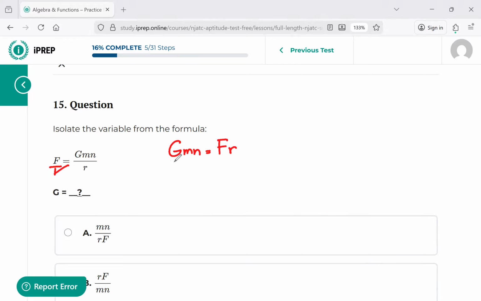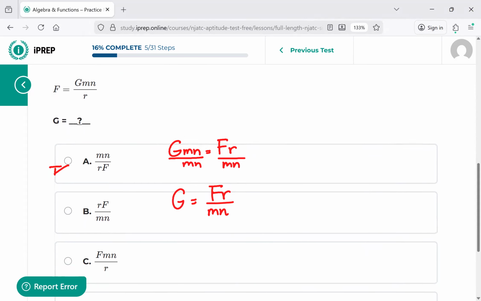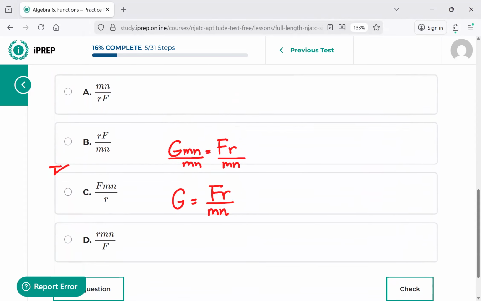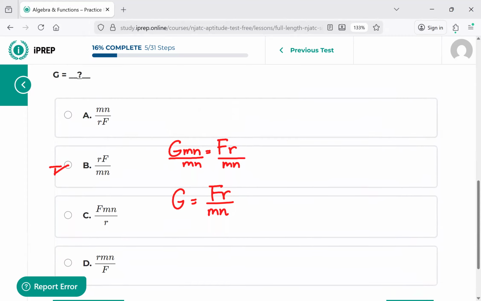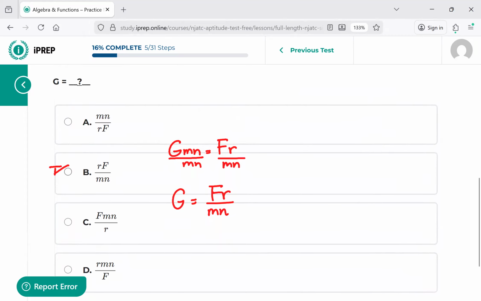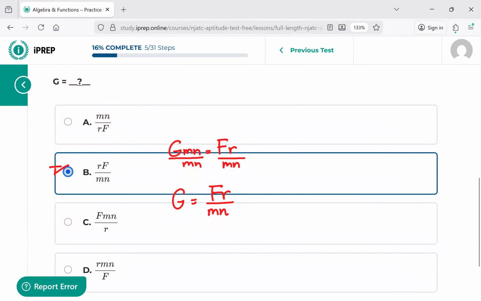So what is big G? Just get rid of this MN, so divide both sides by MN, and you get G equals big F r all over MN. Okay, what is that going to be? It's B, right? See how r and F, you can switch those, it's the same thing with F r because of the commutative property, and then MN, yes, so it's definitely B.